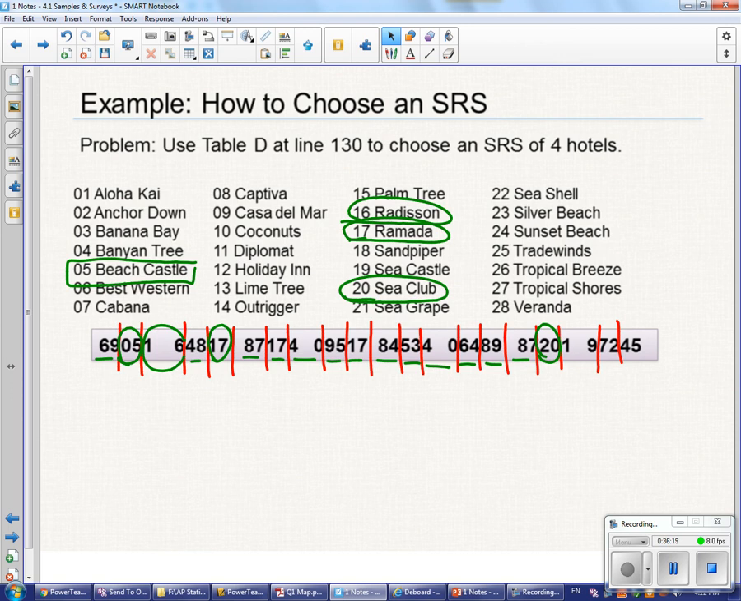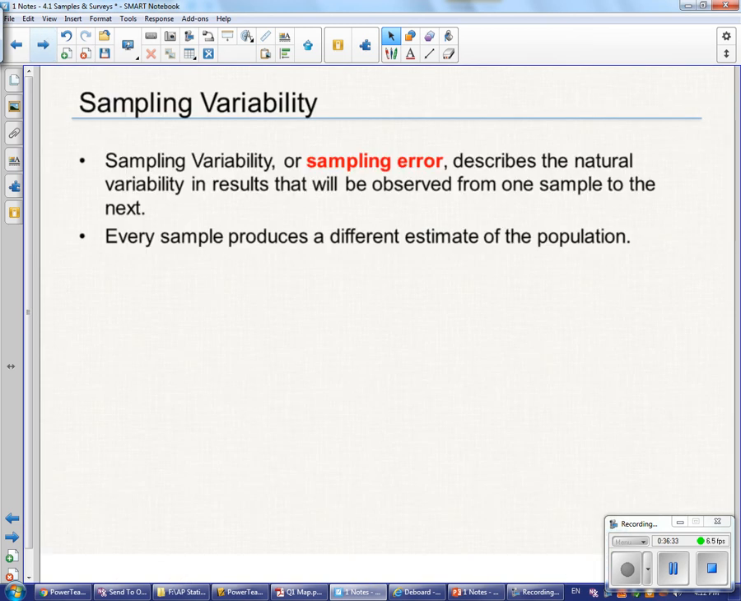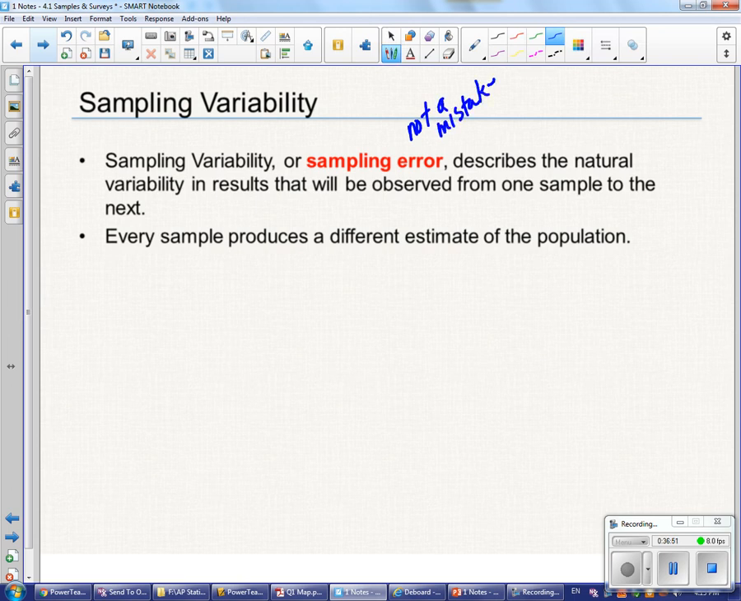I'll show you also how you can use the random integer generator on your calculator to choose random samples, but I'll show you that at another time. Okay, so in this lesson, we went through different types of sampling techniques and different types of bias. One thing we also want to talk about is what we call sampling variability. Sometimes it's referred to as sampling error, but it's not a mistake. In fact, it's not a problem at all.